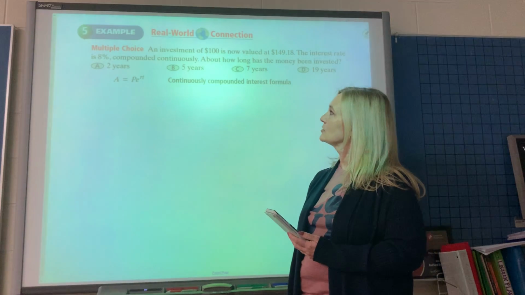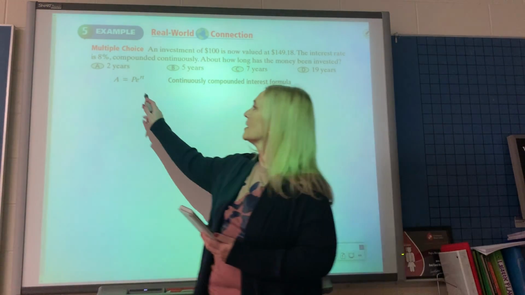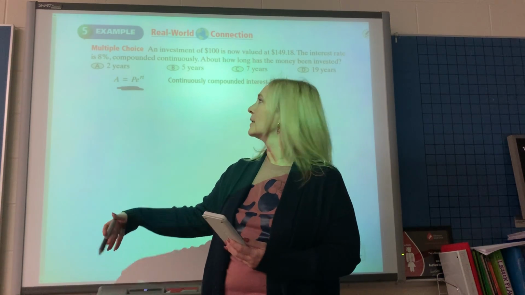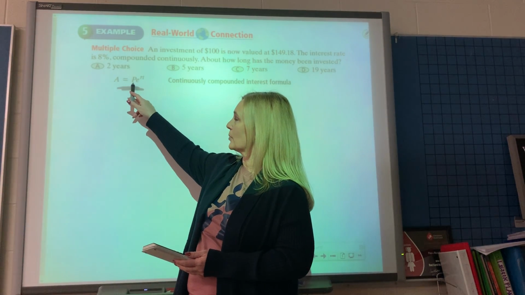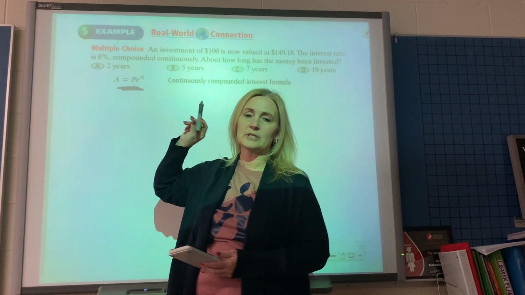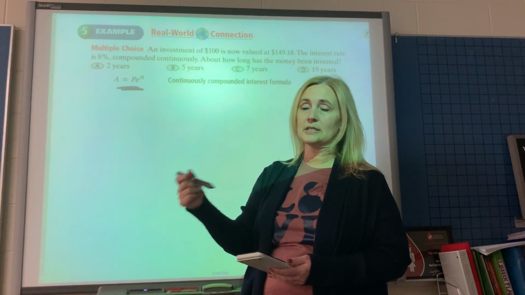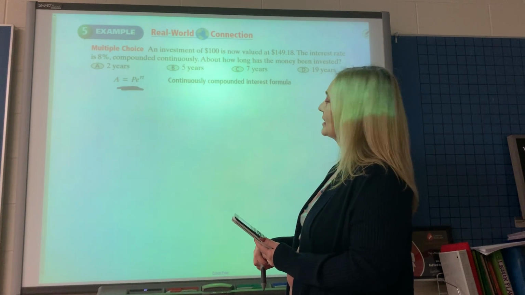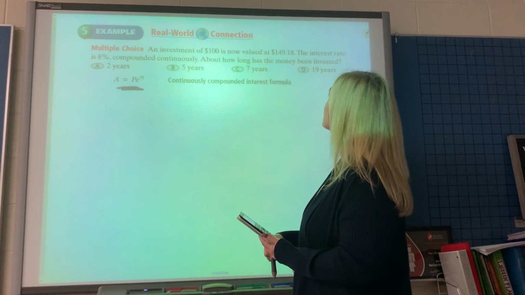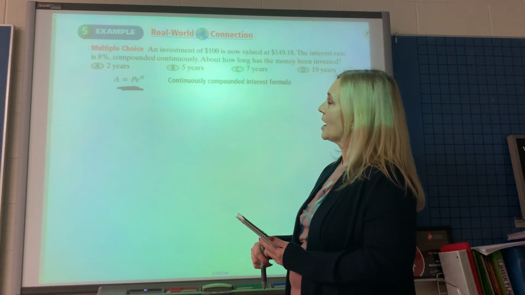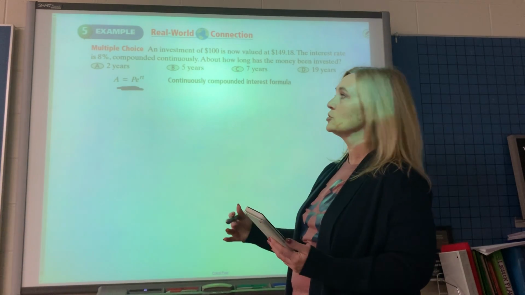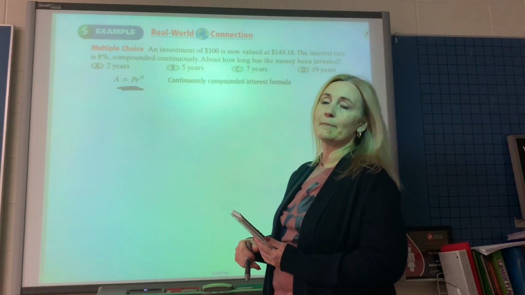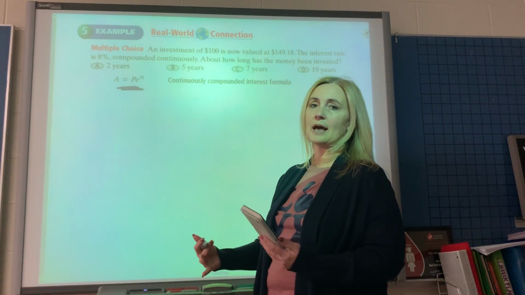Okay, this is bringing us back to the compounded continuous interest formula that we already learned. You already had it on a quiz. It has the E form in the formula. So the amount in the account is equal to the principal times E raised to the RT power. R is your rate as a decimal and T is your time in years. So an investment of $100 is now valued at $149.18. The interest rate is 8%, compounded continuously. It tells you that. That means you know you're using this formula. About how long has the money been in there? How long has it been sitting in that account?